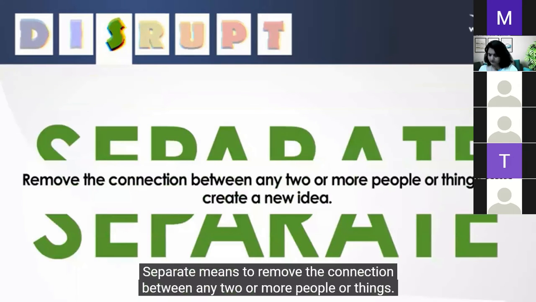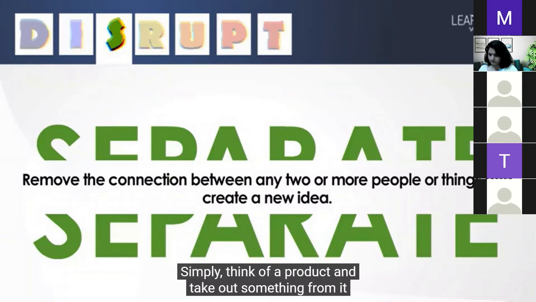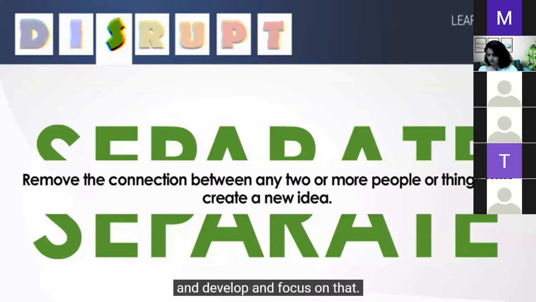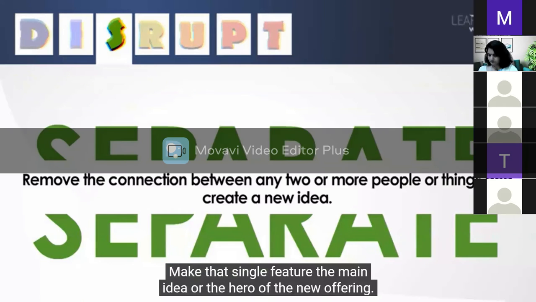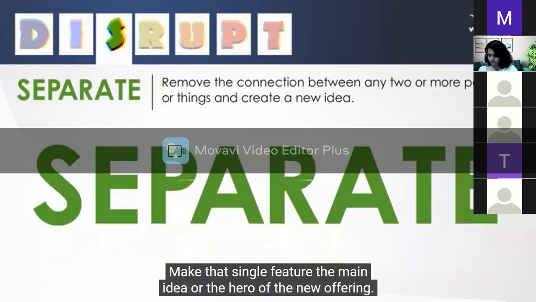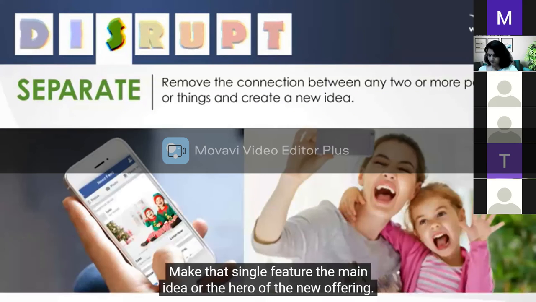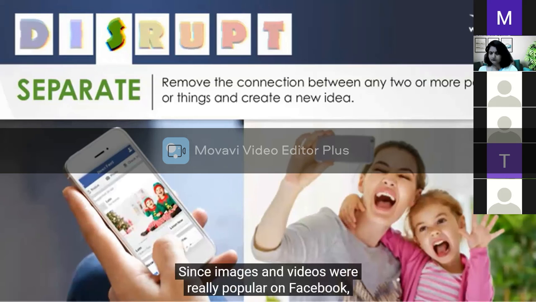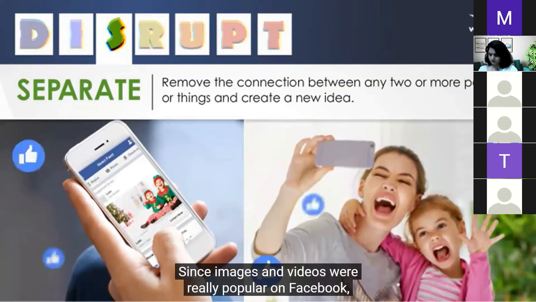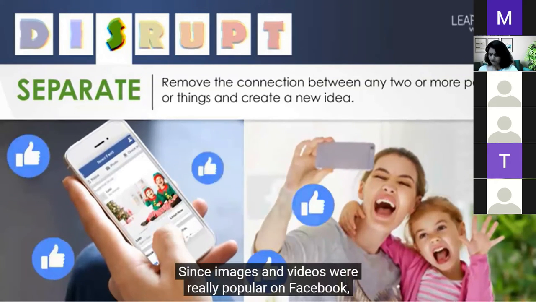S, separate. Separate means to remove the connection between any two or more people or things. Simply, think of a product and take out something from it and develop and focus on that. Make that single feature the main idea or the hero of the new offering. Since images and videos were really popular on Facebook, Pinterest was launched, which focused only on images.